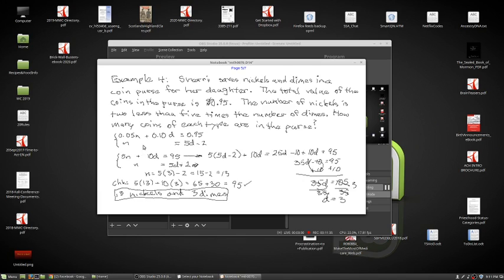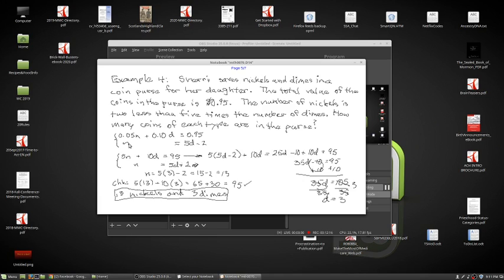Since we started out in terms of dollars, I went ahead and wrote this up. 0.05 times the number of nickels plus 0.10 times the number of dimes. That's equal to 95 cents, or 95 hundredths of a dollar. Not wanting to deal with the decimal points, I multiplied through by 100, and that gives me 5n plus 10d is equal to 95, which, if you did this in terms of cents instead of dollars, is what you would have started out with to begin with.